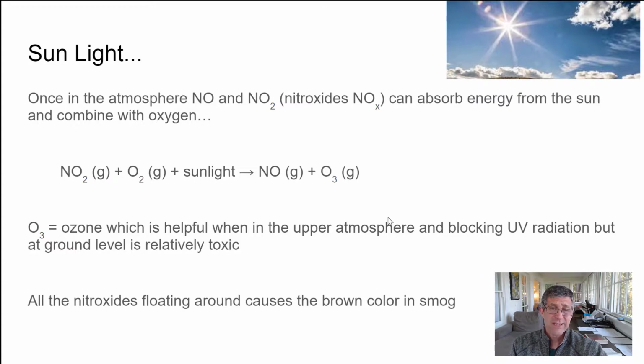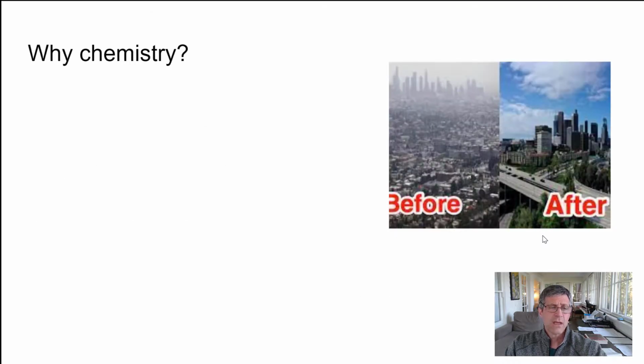It's worthwhile noting that the nitrogen-containing compounds, the nitroxides, are the thing that give smog its brown color. So if you see the brown color, that's nitrogen monoxide, nitrogen dioxide, sometimes nitrogen trioxide. These are nitrogen-containing compounds that are floating around. And if there's a lot of those floating around on a sunny day, you're going to get ozone, and that's going to be bad. It's going to be unhealthy for people.